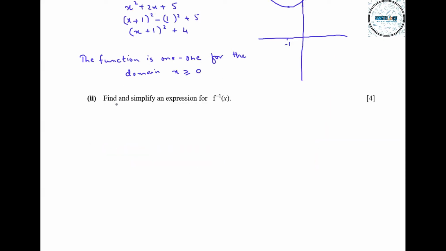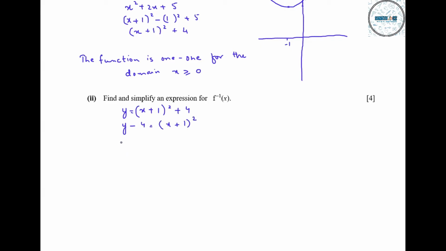Part 2. Find and simplify an expression for f inverse of x. For this, we will consider y is equal to x plus 1 whole square plus 4. We'll make x the subject. Y minus 4 is equal to x plus 1 whole square.